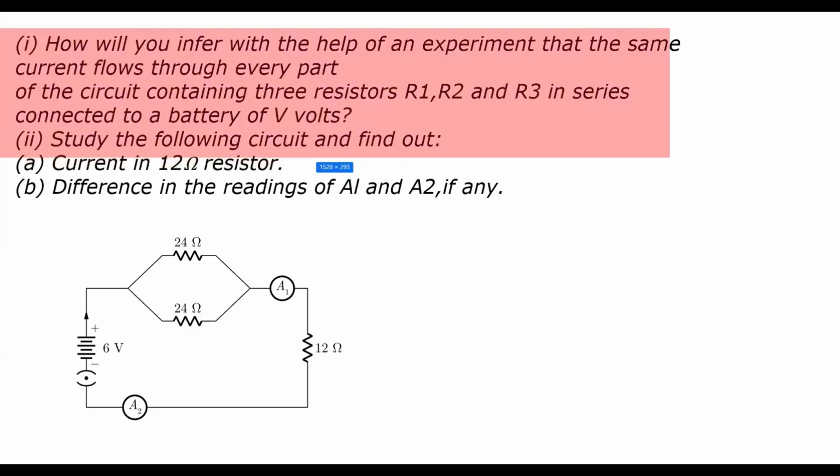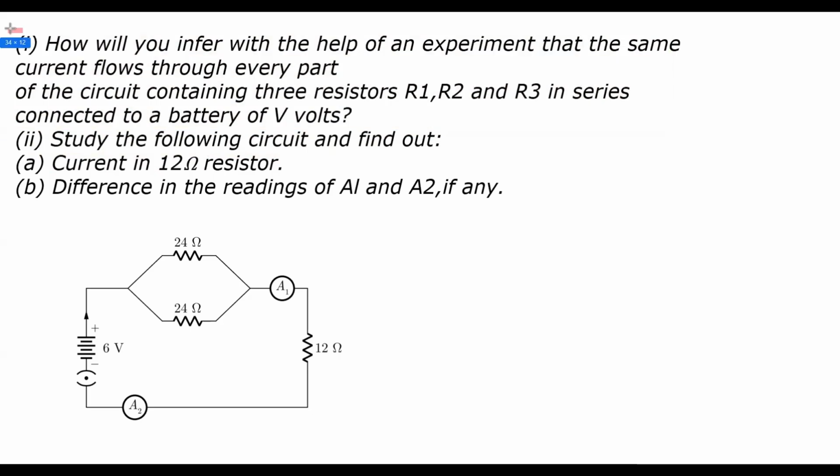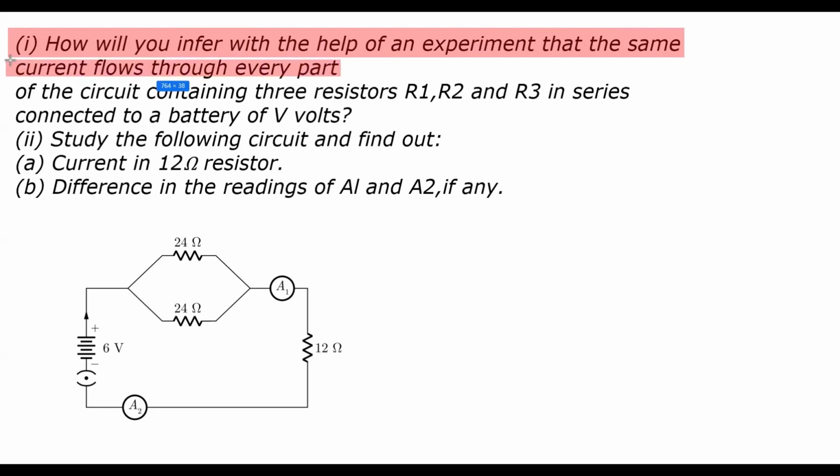In this question from the chapter electricity, in fact, two questions I have taken. The first question is, how will you infer with the help of an experiment that the same current flows through every part of a circuit containing three resistors, say R1, R2 and R3 in series, which is connected to a battery of say V volt.